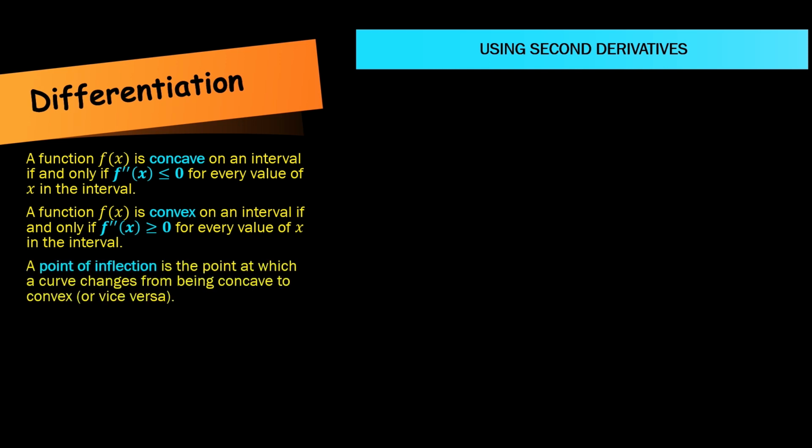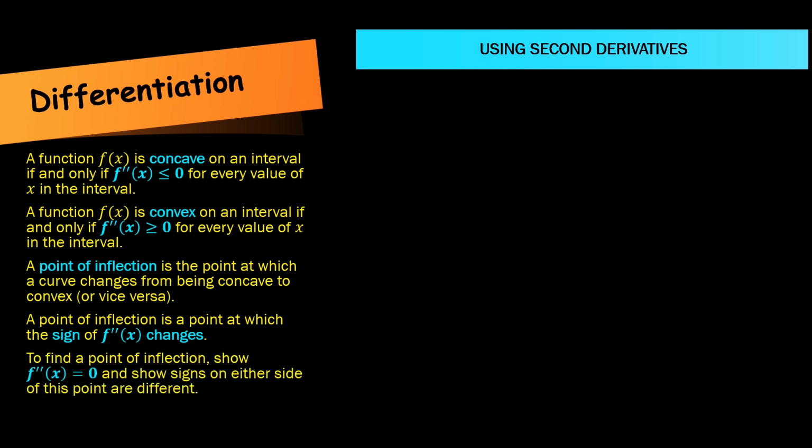A point of inflection is the point at which a curve changes from being concave to convex, or vice versa. A point of inflection is a point at which the sign of f double dash of x, or the second derivative, changes. To find a point of inflection, show that f double dash of x equals 0 and show the signs on either side of this point are different. Remember that the point of inflection is not necessarily stationary.